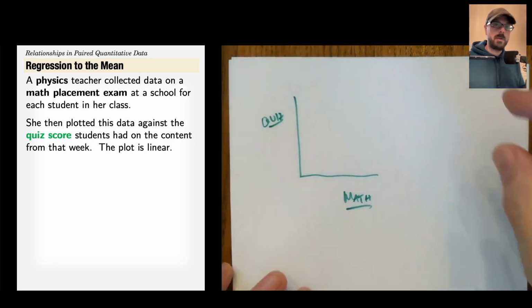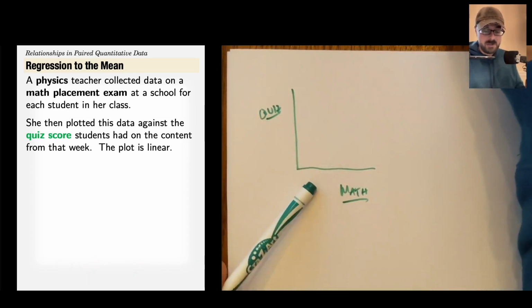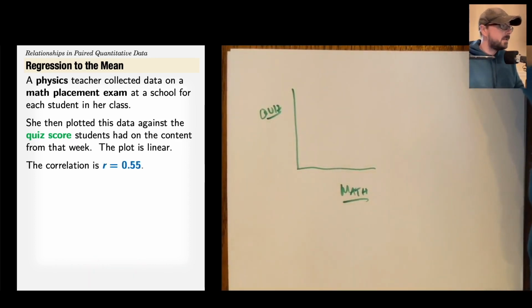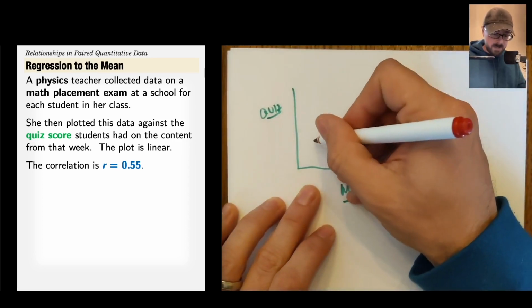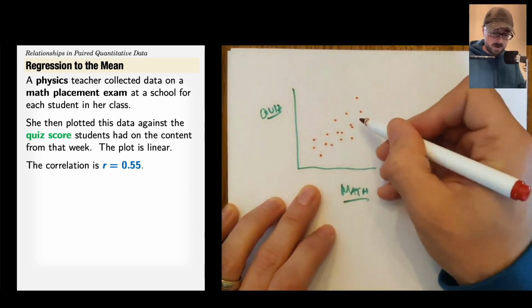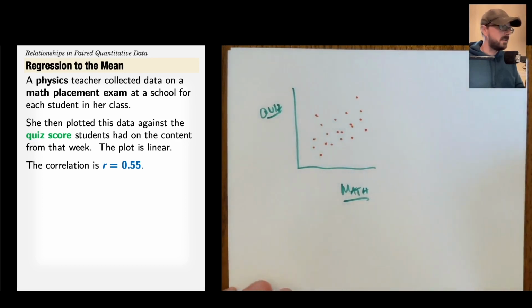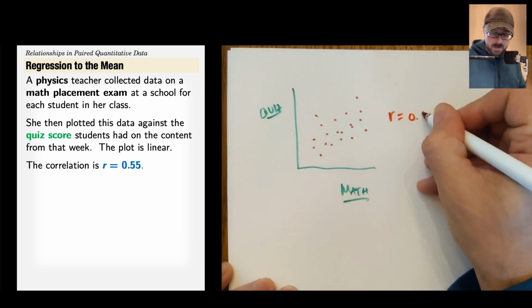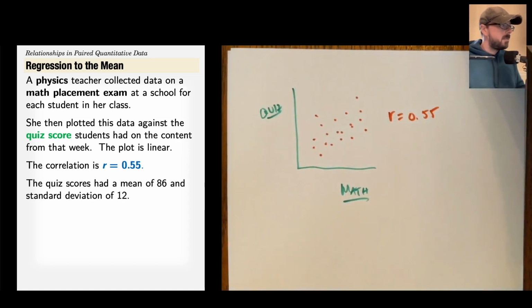Do you think this correlation is probably positive or negative? Probably positive. It's math and physics. If you do better on a math test, you're probably going to do better on a quiz. As it turned out, the correlation was 0.55, which tells me it's going to be some type of positive. Is it going to be strong, moderate, or weak? Definitely not strong, just barely moderate. R is 0.55. So there we've got this correlation. Let's imagine we're told the quiz scores have a mean of 86.